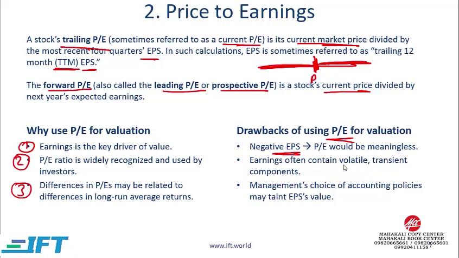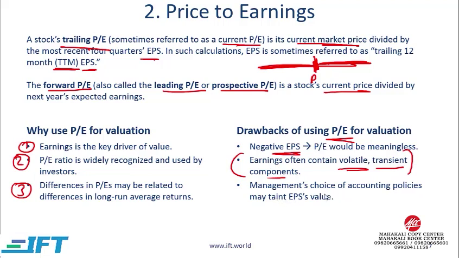Earnings contain volatile transient components. As you have seen in detail in financial reporting and analysis, the earnings can be up and down. Sometimes there might be restructuring charges which bring earnings down. Sometimes there might be one-off gains which take earnings up. So one has to be careful about the fact that earnings might have components that are volatile or transient.